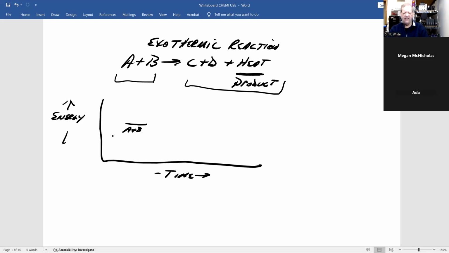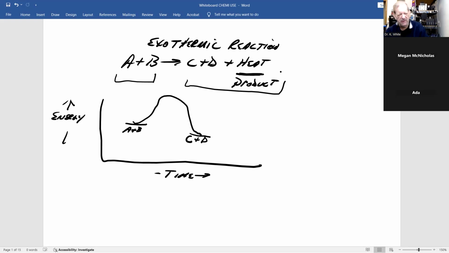Now, on the reactant side, some of the energy is lost as heat. Therefore, C and D have less energy than A and B, which is why it's lower. And how do you get from A and B to C and D? You go over the hill and down the hill.